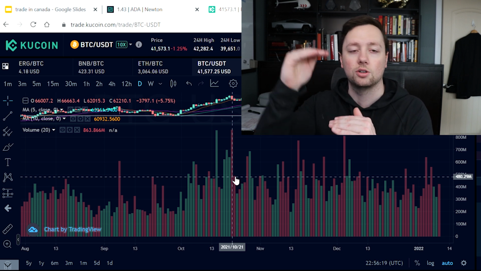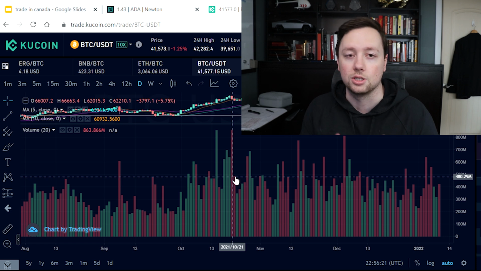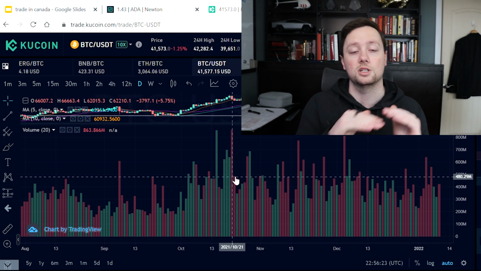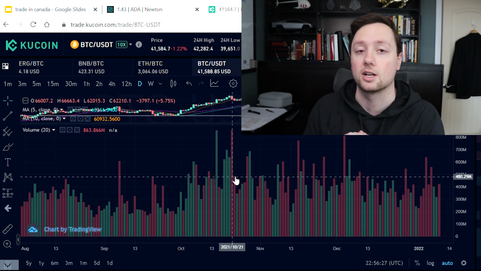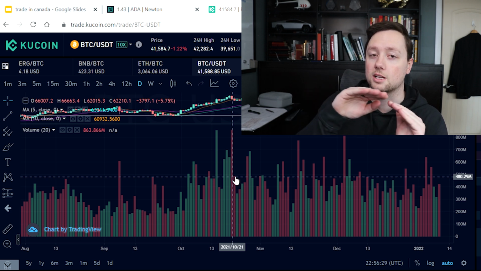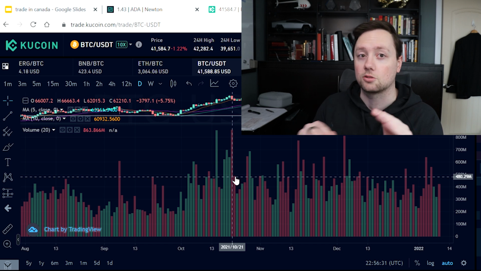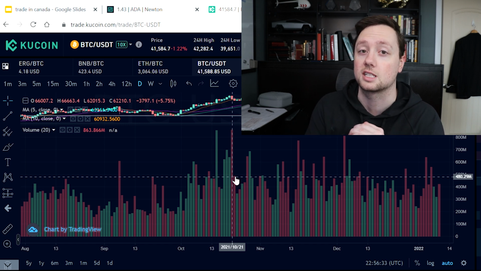But the more volume that you have, the more confirmation you have of that price direction. So if we start to see the price moving up and we see increasing volume, that would be a very strong buying sign. If we start to see the price moving down and again we see increasing volume, that would be a very strong selling sign.